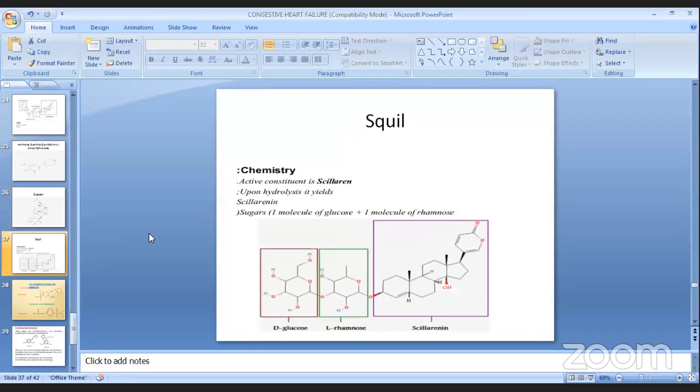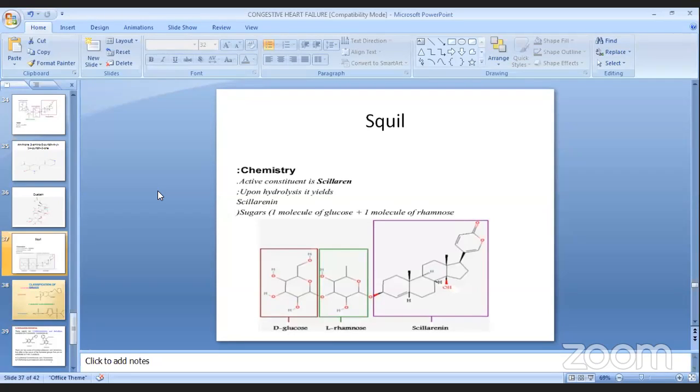Another category of drug is squill. Chemically, its name is scilla. In Bengali, it is called bon piyaj. It is very poisonous. And if you see, this is not a cardenolide, it is a bufadienolide. Because you see in the 17th position, there is one lactone, but it is six-membered. And basically, a sugar part is there, with one glucose, one rhamnose, only two sugar molecules. And the sugar molecules are attached in the three position.